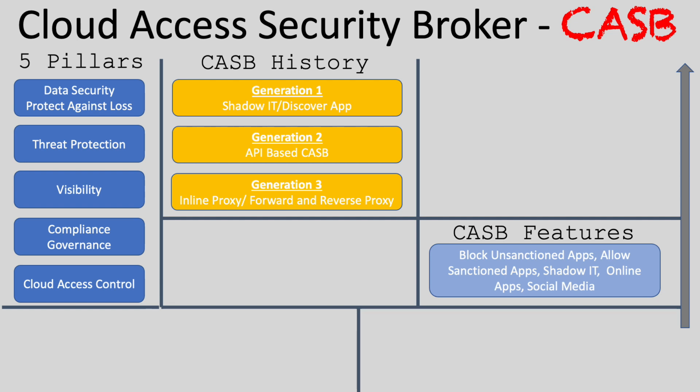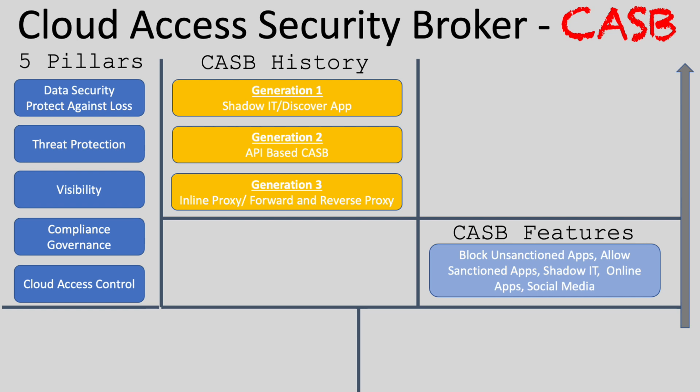Now we see the evolution to its current form, which is Gen 3. In this instance, CASB is inline, on the path to where you're accessing. Imagine an end user accessing something like Facebook or Gmail; the CASB is actually in the path of that traffic. That's what we mean by inline. We can have an inline CASB going through a forward proxy or a reverse proxy.